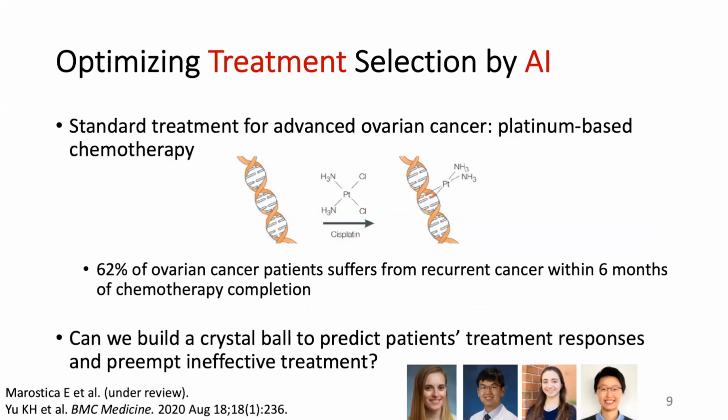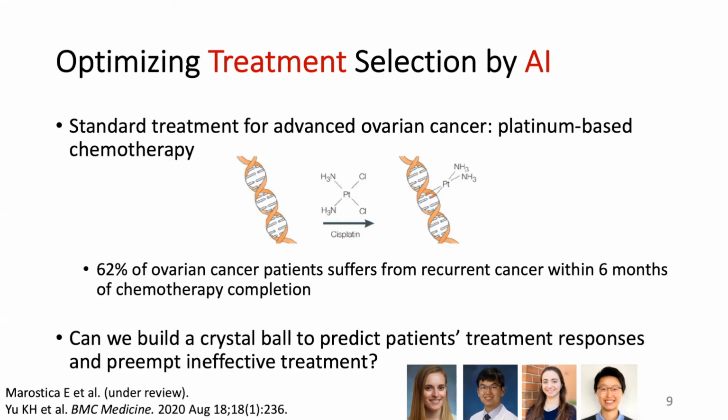And currently, we are extending our pipeline to predict the treatment response in order to optimize treatment selection. And in this published example, we successfully predicted the treatment response of another solid cancer type, ovarian cancer, where the first-line treatment is pretty standard. Most of the patients diagnosed with advanced ovarian cancer receive this first-line platinum-based chemotherapy. And the mechanism of action is to chelate the DNA of the tumor cell and initiate apoptosis. However, 62% of the ovarian cancer patients will suffer from recurrent cancer within 6 months of chemotherapy completion, showing that this approach may not work for everyone.